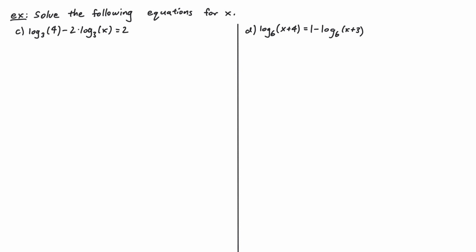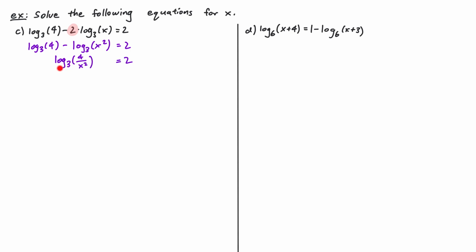We'll start by combining our logarithms together using our log properties. So first of all, the 2 multiplied to our logarithm can be brought inside as an exponent. So we end up with log with base 3 of 4 minus log with base 3 of x squared equals 2. Now we can combine these two logarithms together. If we're subtracting logarithms, once we combine them, we'll divide what's inside. So we'll end up with log with base 3 of 4 divided by x squared equals 2.